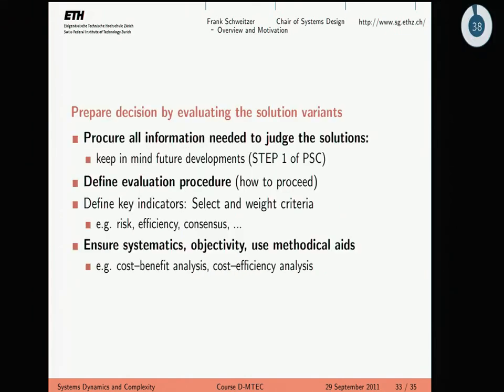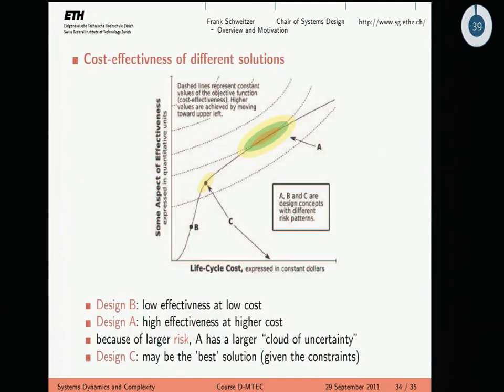One thing I wanted to mention here is, again, even in selecting your solutions, keep in mind future developments. This has a lot to do with, let's say, if you're a company and you want to purchase an information system solution from SAP, for instance, don't just think about the cost of the purchase, but think about the total cost of ownership, how much it would cost you throughout the whole life cycle of the product. Okay, and this is an example.